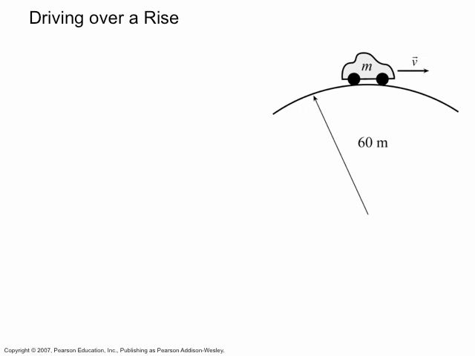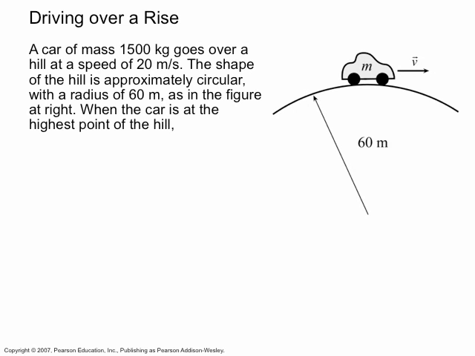A car of a mass goes over a hill at a speed. The shape of the hill is approximately circular, with the radius, as in the figure at the right. When the car is at the highest point of the hill, what is the force of gravity on the car? Well, the force of gravity is simply the weight equals mg. In this case, the mass of 1500 times gravity, so about 1500 newtons.